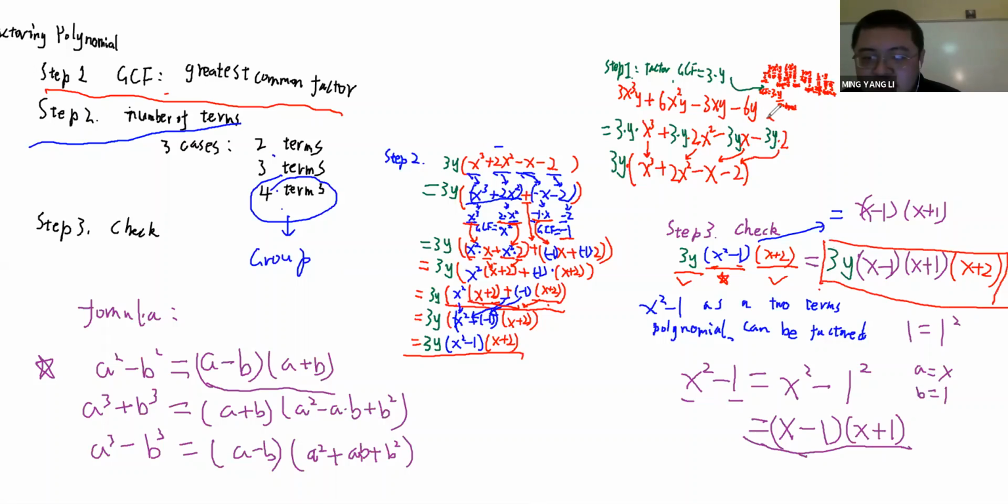Finally, from the first, we got here. We factor the polynomial 3 times x cubed times y plus 6 times x squared times y minus 3 times xy minus 6y to this final result. We have 3y times x minus 1 times x plus 1 times x plus 2. That's at the end. So that's how our strategy really works.